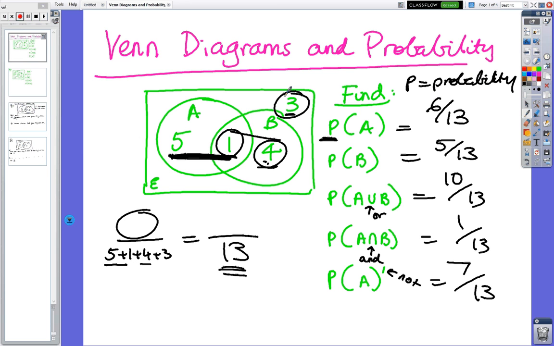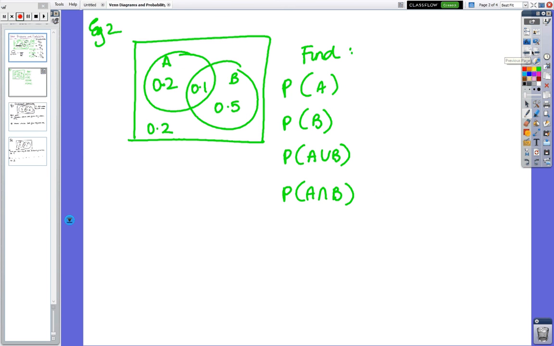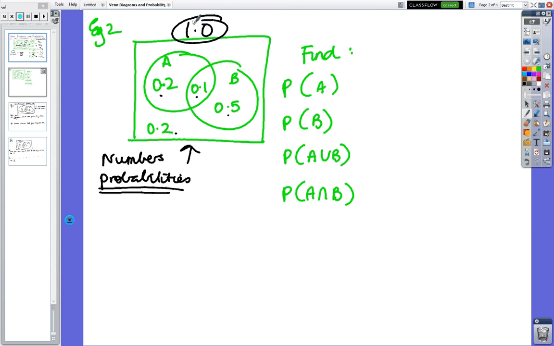Okay, come across and we'll have a few more examples. Now in these questions, rather than having numbers inside the circles, I can also express the Venn diagram with probabilities, which is what I've got here. For instance, these numbers add up to 1: 0.2 plus 0.1 is 0.3, plus 0.5 is 0.8, and so on, so they're probabilities. So the probability of A is 0.3. I don't have to worry about dividing by how many things, because I don't know how many there were, but the answer is 0.3.